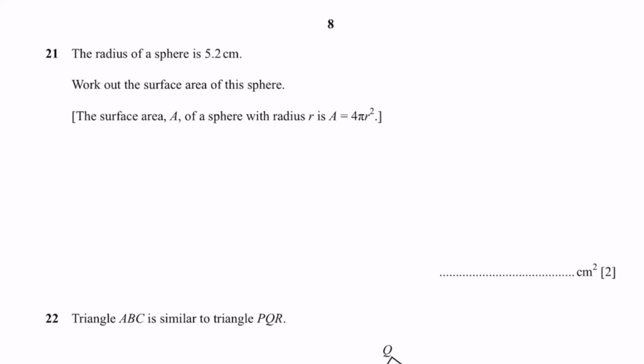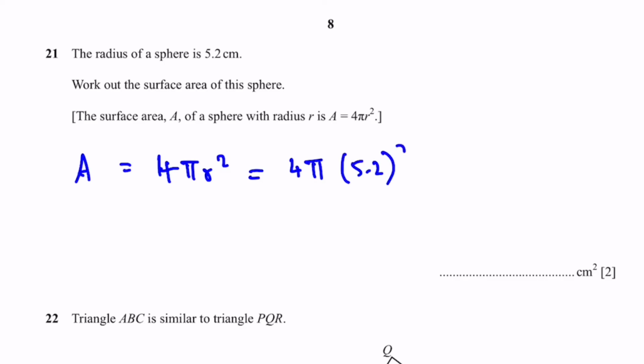Question 21. The radius of a sphere is 5.2 centimeters. Work out the surface area of the sphere. The surface area A of a sphere with radius r is 4 pi r squared. So surface area A equals 4 pi r squared, where now we can substitute in 5.2 for r, so 4 pi into 5.2 squared. And now we shall use our calculator.